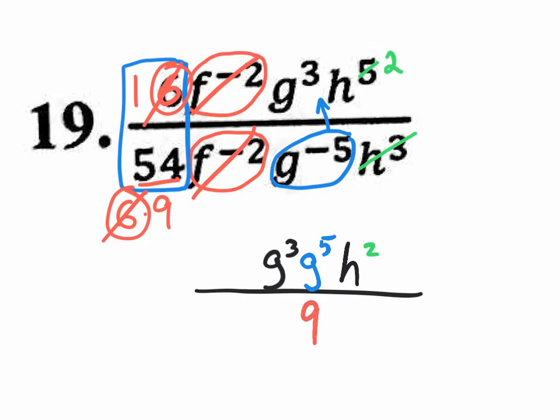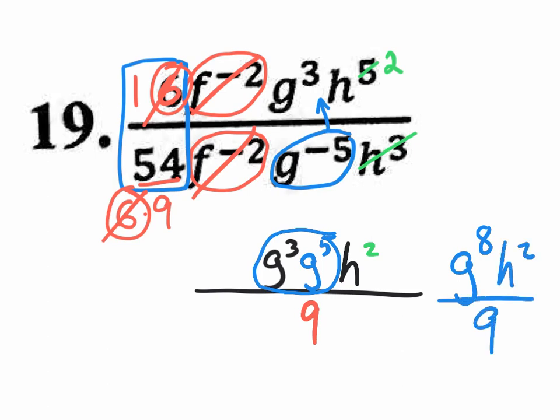And now the only other thing you could do is actually do rule 1, which says when you're multiplying with the same base, g to the 3rd times g to the 5th, that's really g to the 8th. h squared is still h squared over 9. So there's your final answer, g to the 8th, h squared over 9.